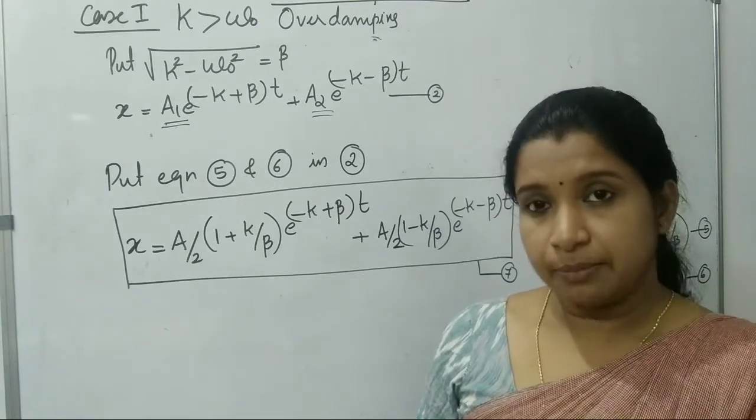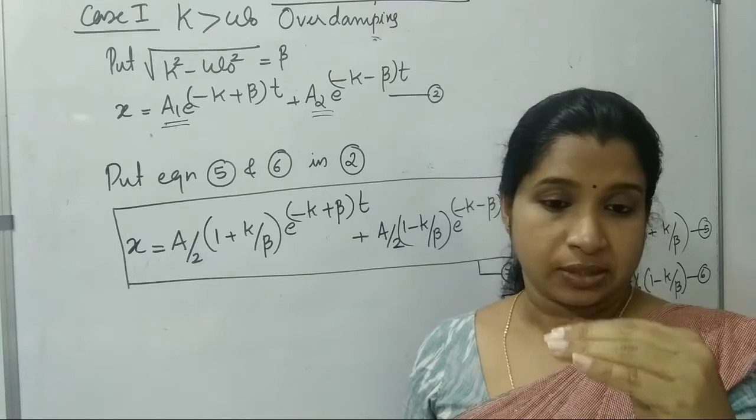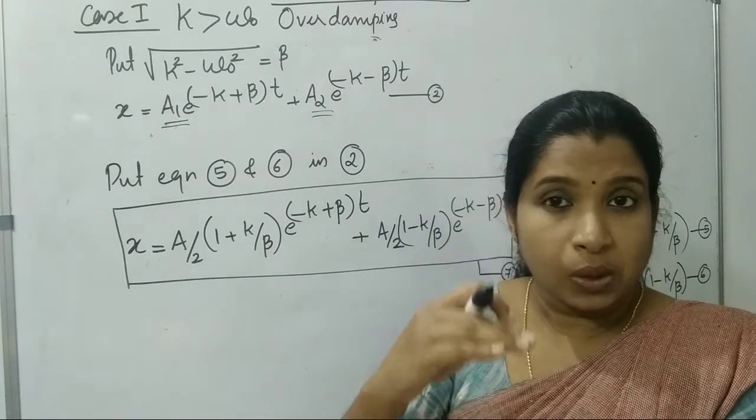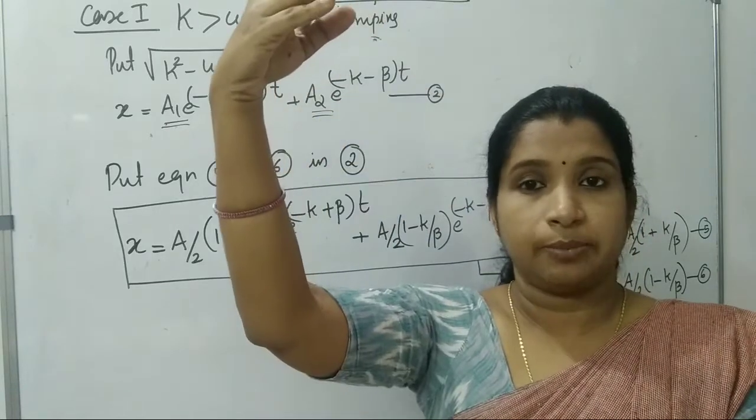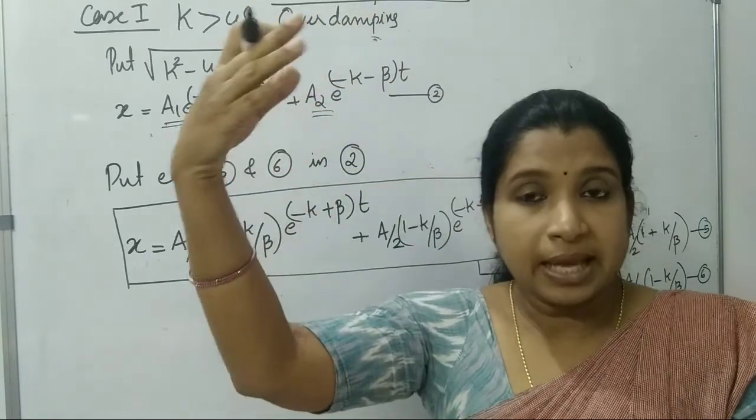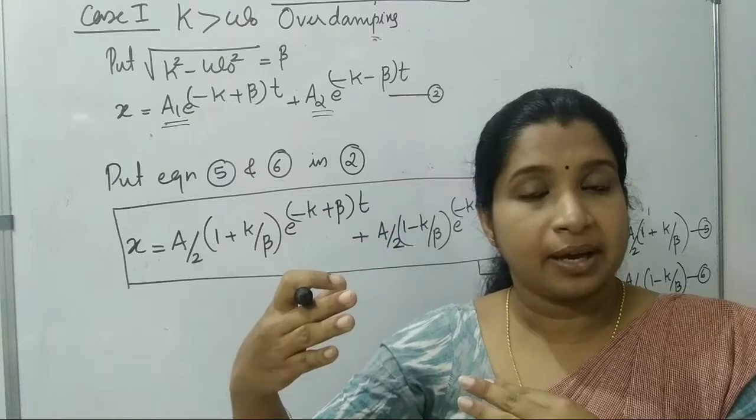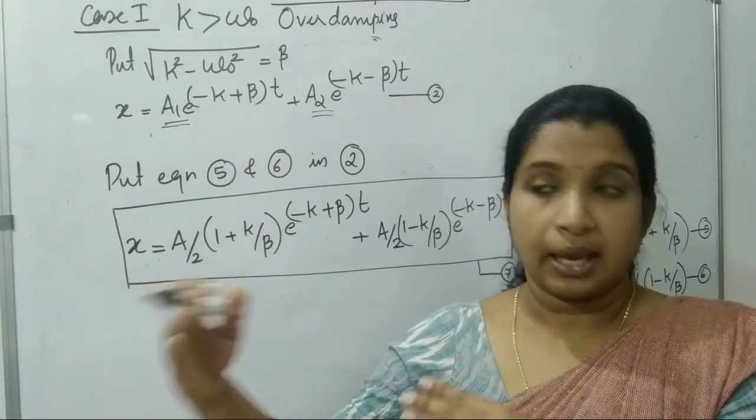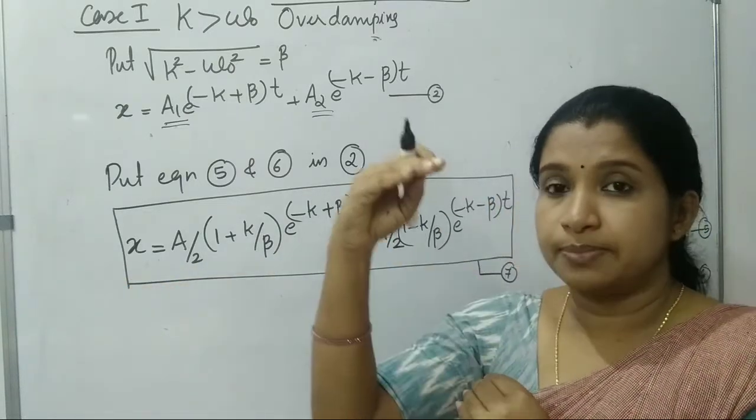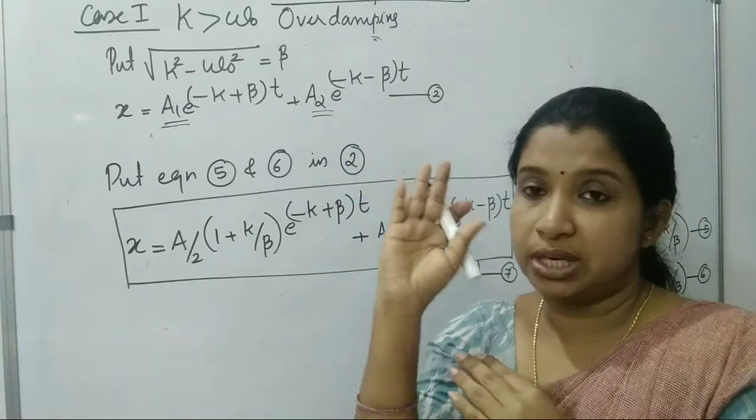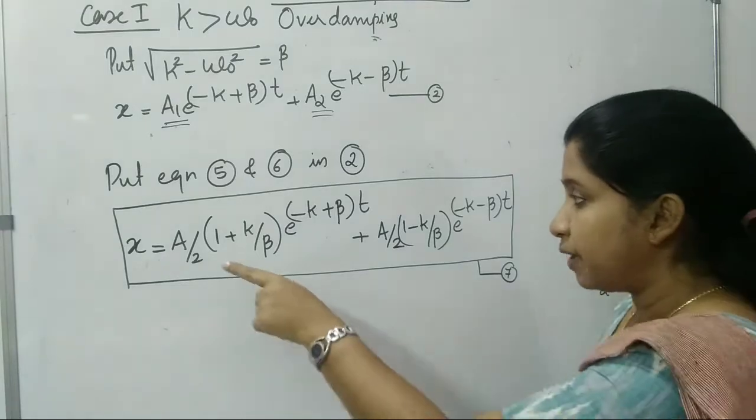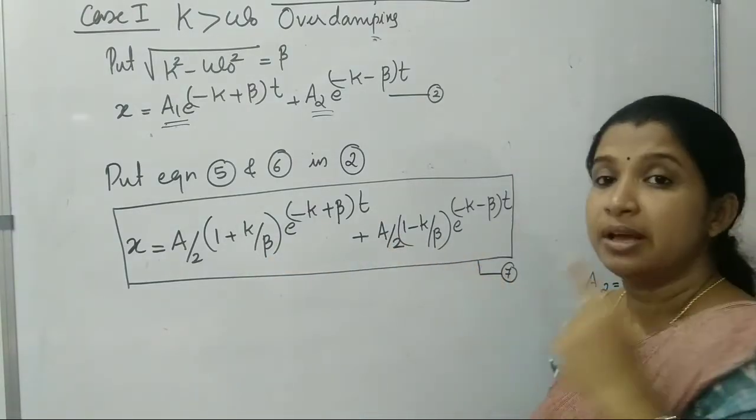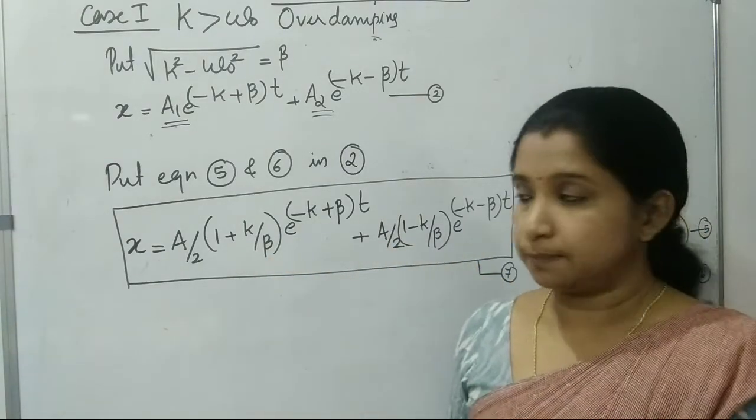If we release the body from the extreme position, that is from x equal to a, it slowly comes back to the equilibrium position and never crosses the equilibrium position. If it crosses the equilibrium position, it becomes oscillation. But here the body slowly comes back to the equilibrium position and never crosses it. That is the nature of motion. So from this mathematical equation, we have to explain that motion.